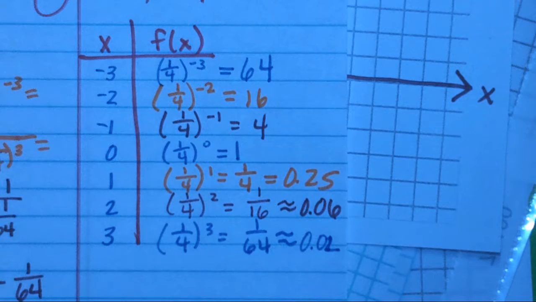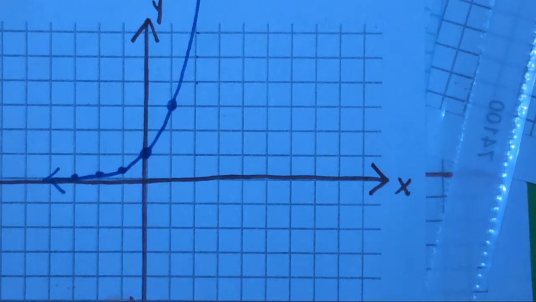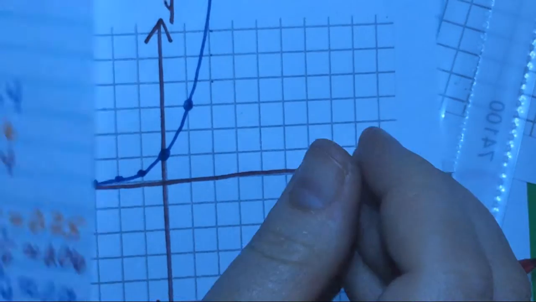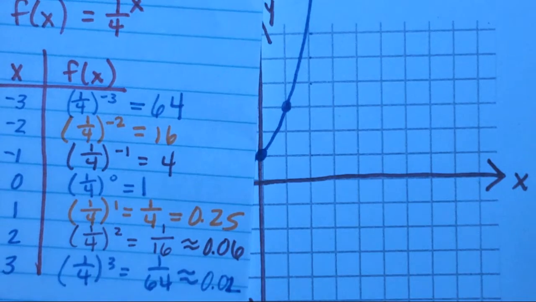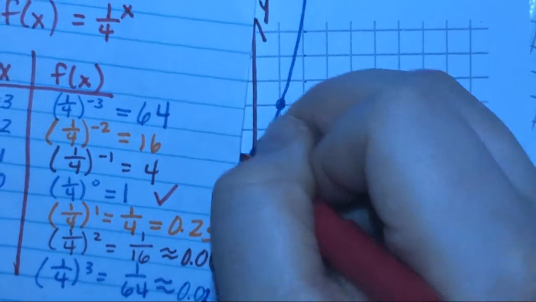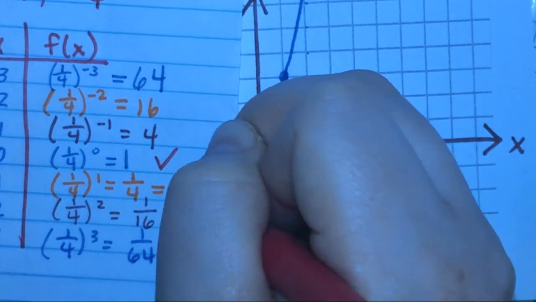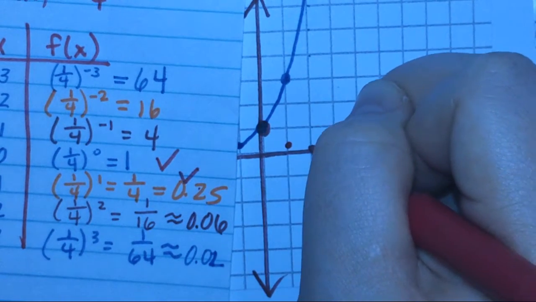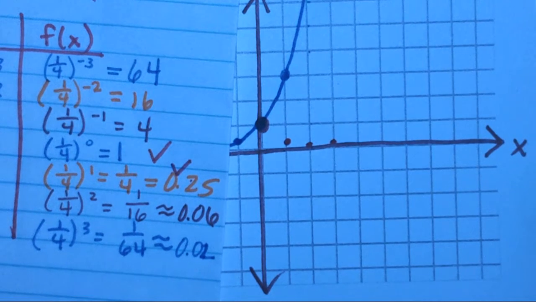Okay, so I'm going to graph it, and then it's going to be your turn, and I'm going to be done talking. So let's see. I know one of my points is 0, 1. Then 1, 0.25, so up just a little bit. Then 2, 0.06, and 3, 0.02. I'm just getting as close to 0 as I can without actually touching that line.